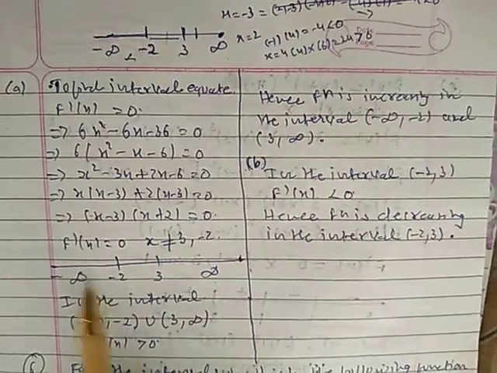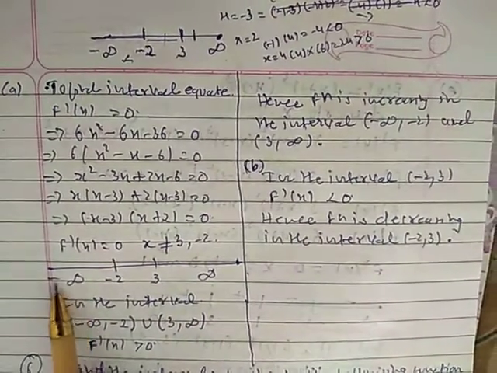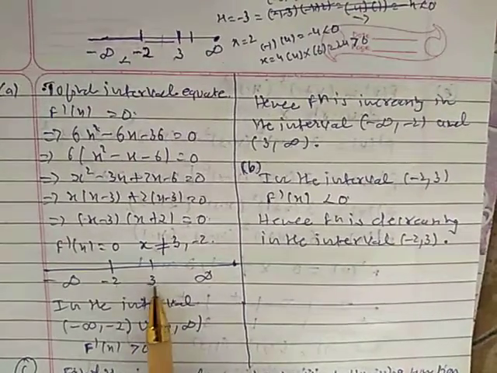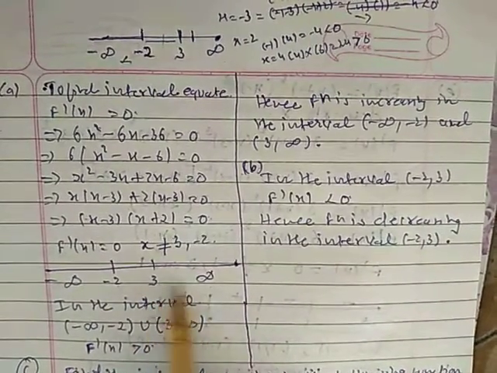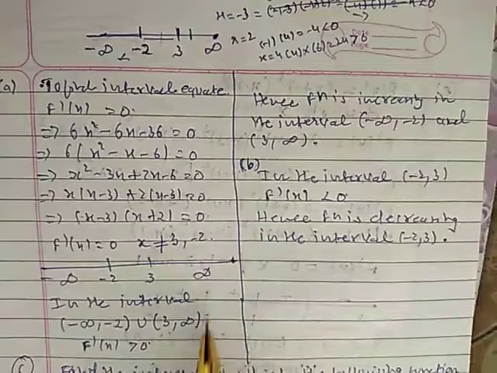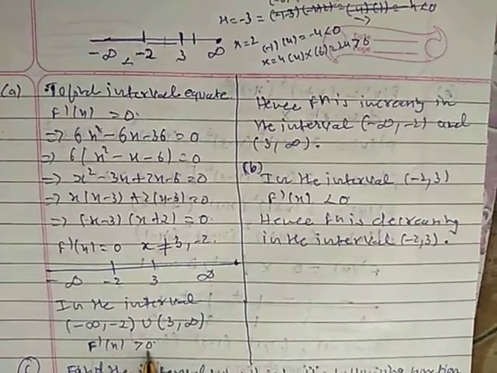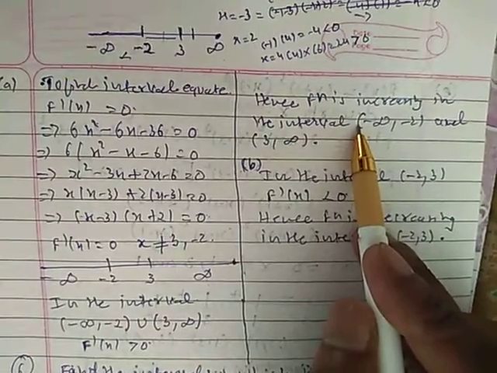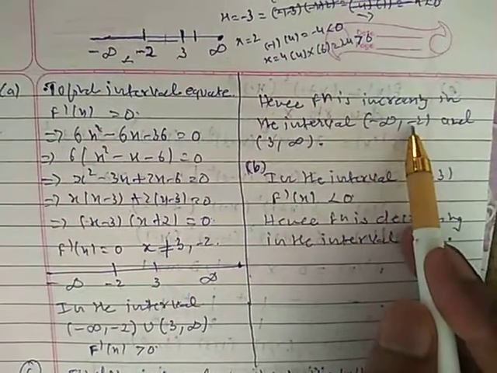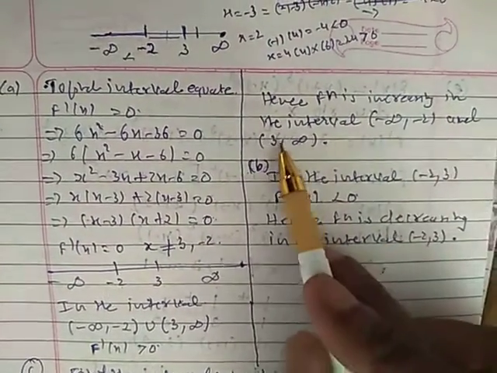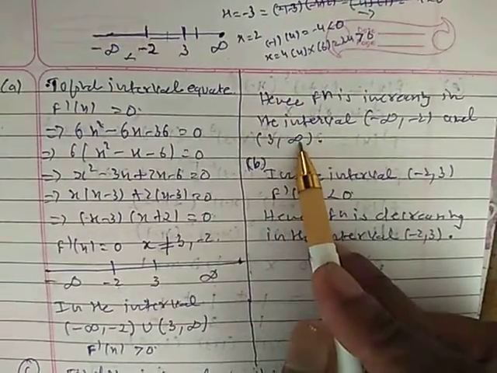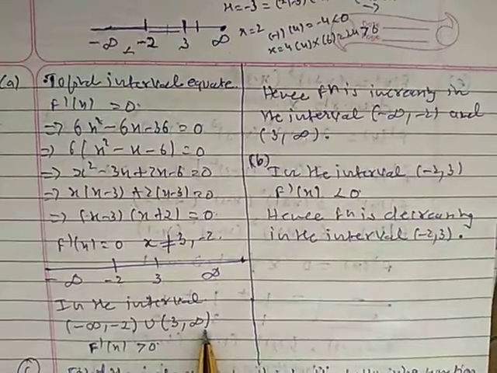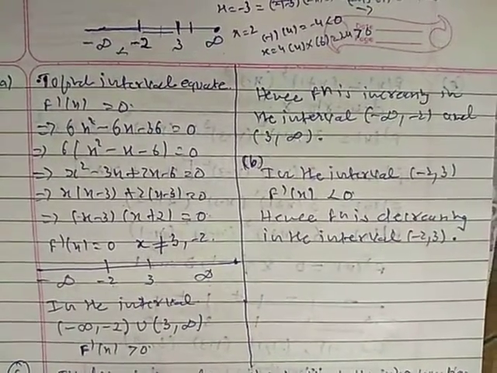In the interval minus infinity to minus 2 union 3 to infinity, f'(x) is greater than 0. Hence the function is increasing in the interval minus infinity to minus 2 and 3 to infinity. Got it? From minus infinity to −2 and from 3 to infinity, this function is increasing. How to find that?